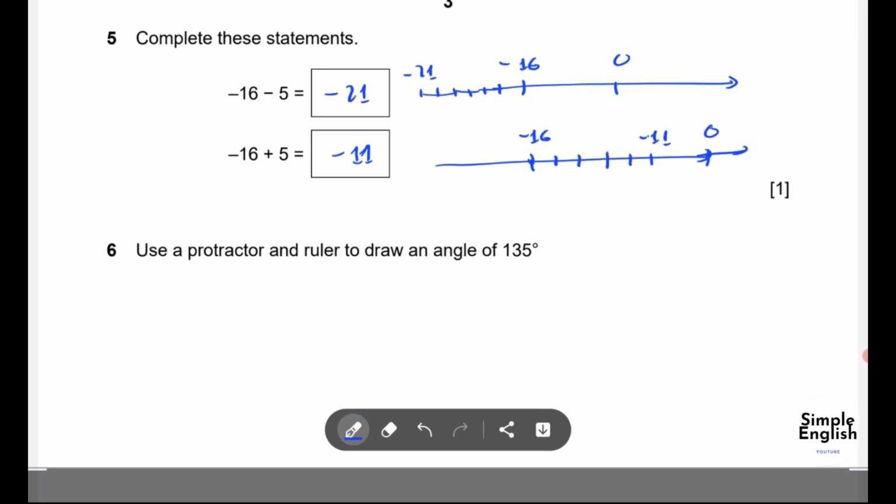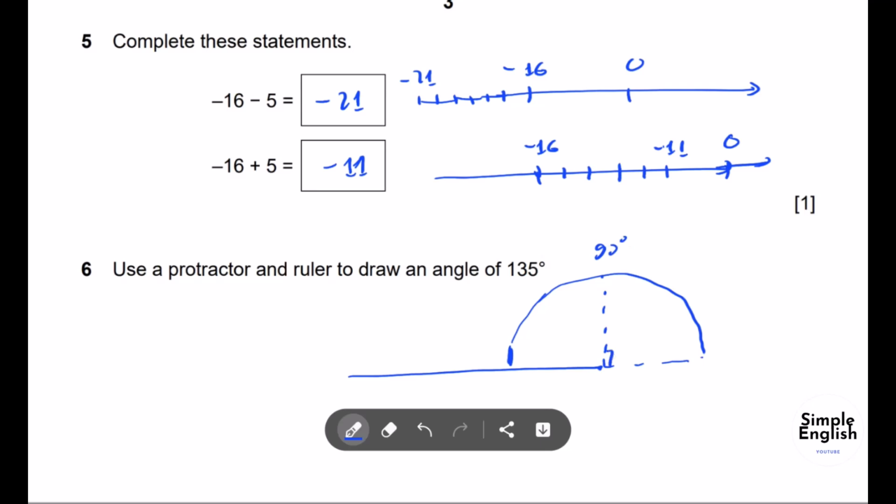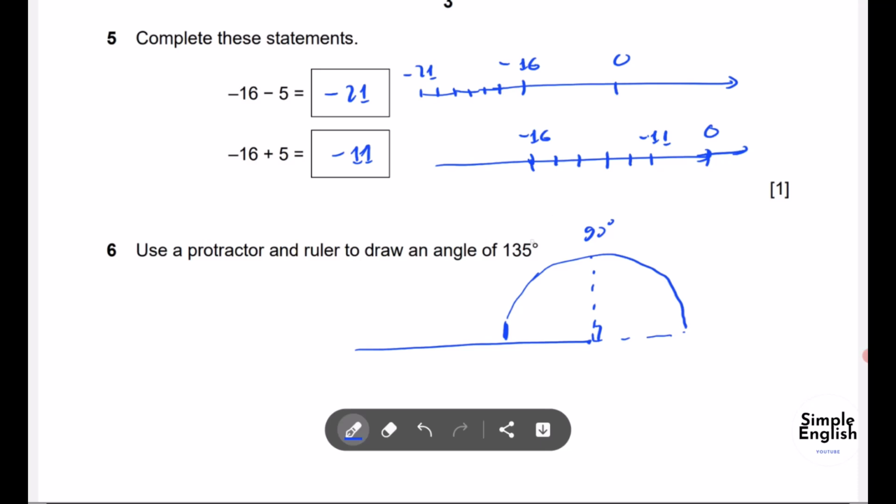Number 6, use a protractor and a ruler to draw an angle of 135 degrees. So the first thing we need to do is draw a line, remember that. And then we have to use a protractor, for example, so that I touch this point. You have to place the protractor perpendicular to the point, okay? Remember, the vertical here is 90 degrees. And then we have to find 135 degrees, somewhere here. And then we place a point like this, and then use the ruler. For example, I'm sorry, it must be here. So we have to draw a line, and the angle must be 135 degrees.